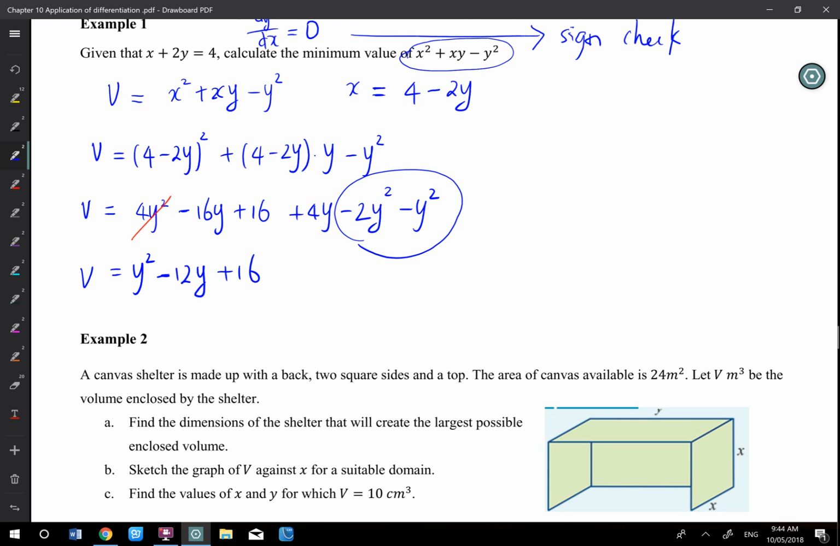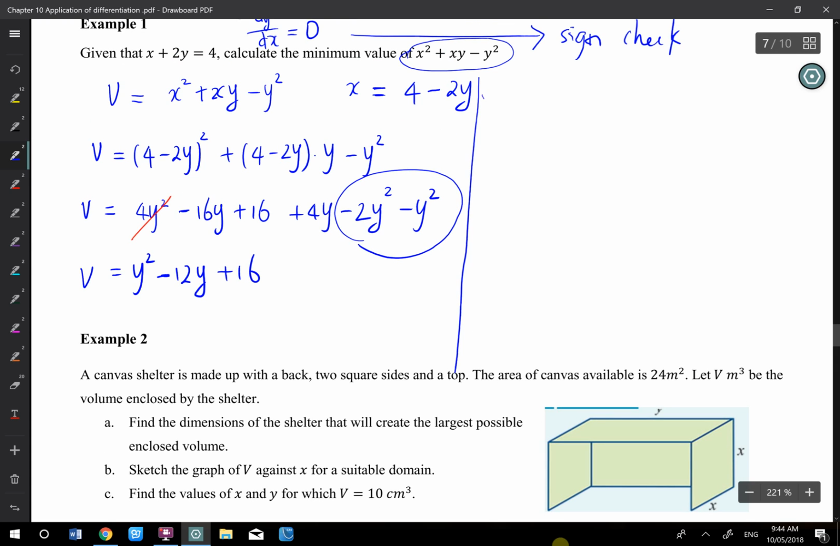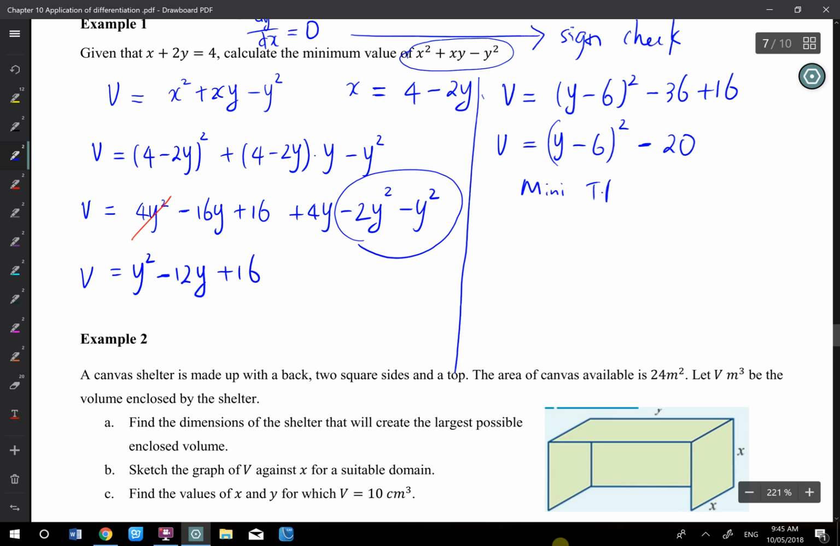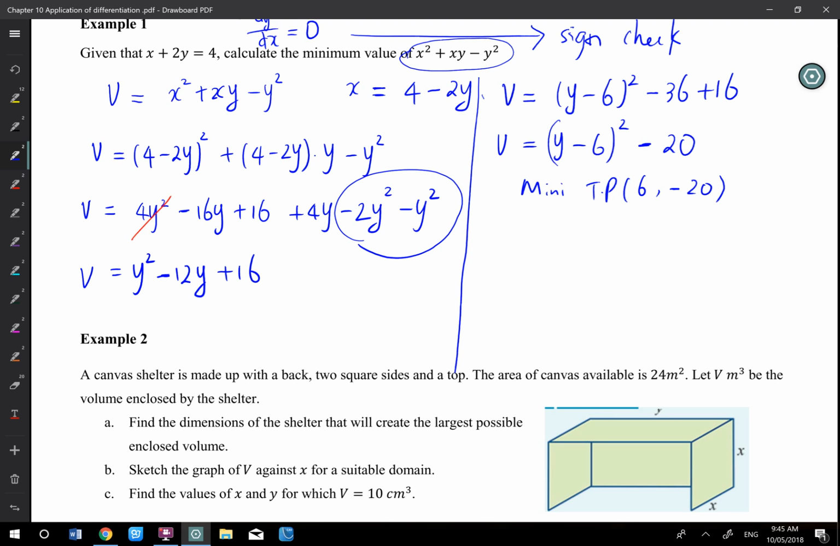So if we use completing the square, v will be y minus 6 squared minus 36 plus 16. v equals y minus 6 squared minus 20. So the turning point is 6 comma negative 20. The minimum turning point is 6 comma negative 20. What should you answer for this question? What is the answer for this question?